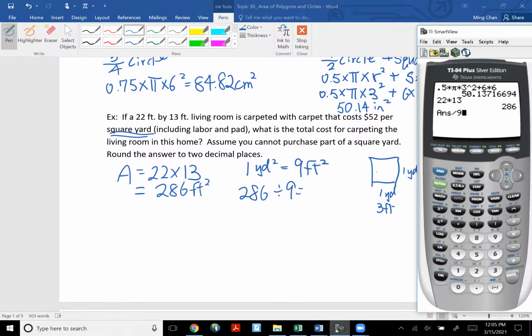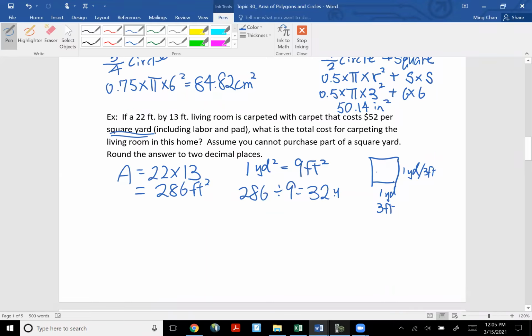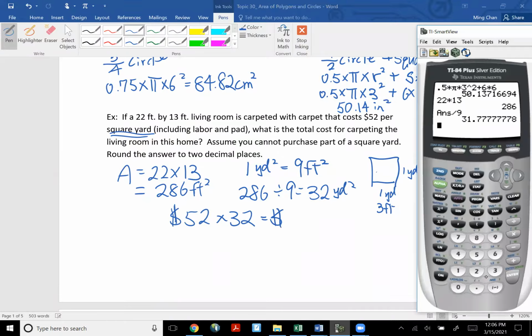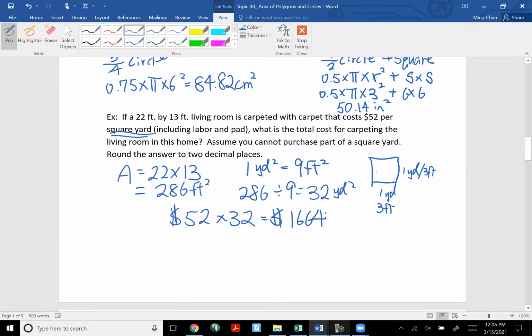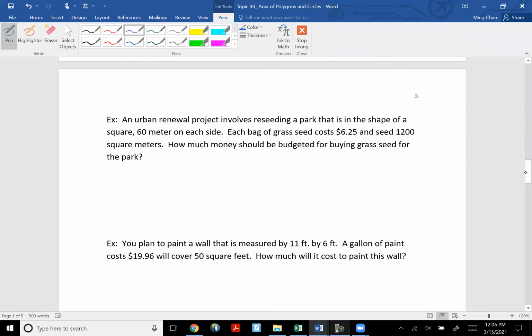So divide by 9. Cannot purchase part of a square yard, so that means I have to purchase 32 square yards. Okay, $52 for 1 square yard, right? I need to purchase 32 of them, so times 32. That will tell me the total price is 1664. Okay, that's all we have to do. So watch out when you do geometry problems like these, always watching out for the units.